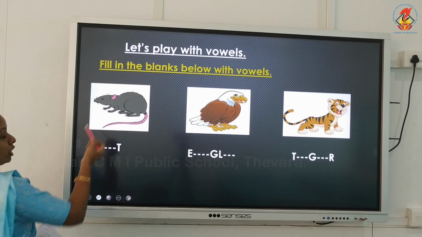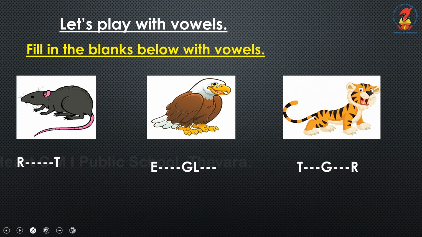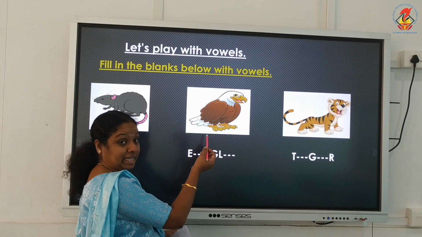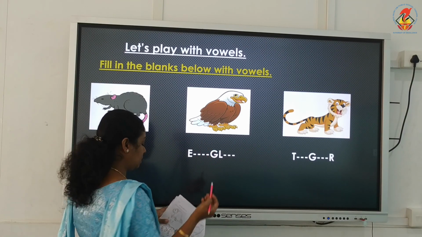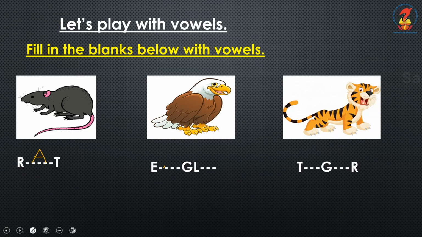Okay, look at the picture. What is that? It's rat, isn't it? So R dash T, R A T, rat. Okay, now look at the second one. So can you name it children? It's an eagle, isn't it children? So which are the vowel letters you have to write? After E, A, isn't it? A, G, L, E, eagle.